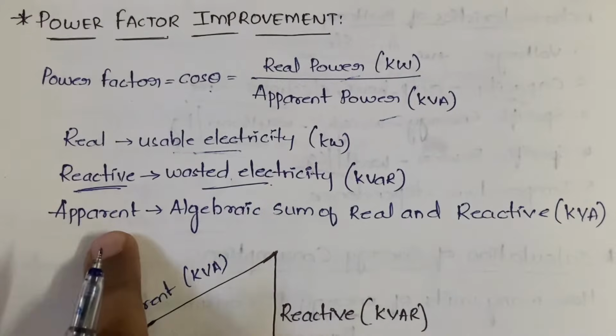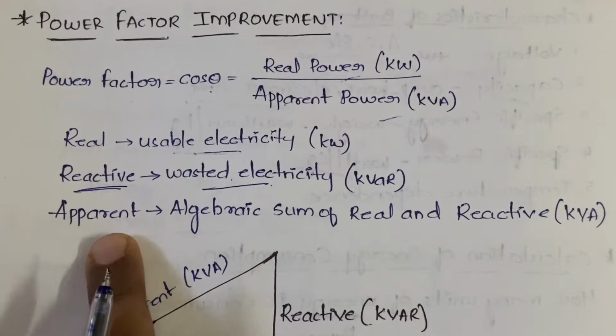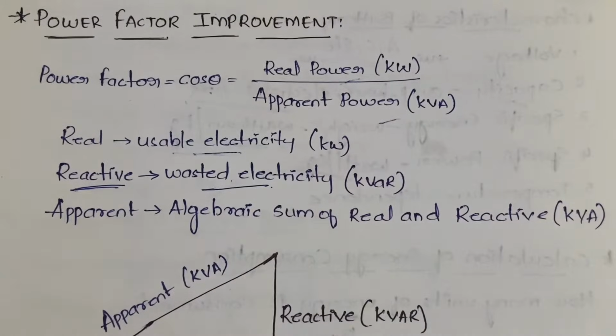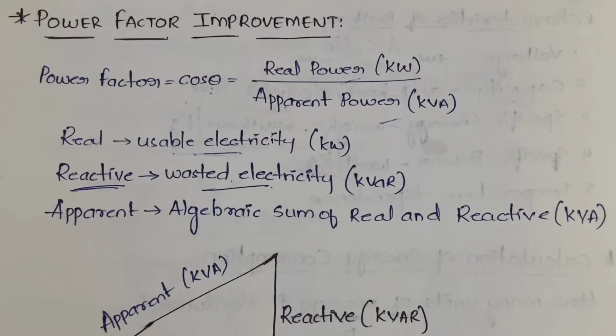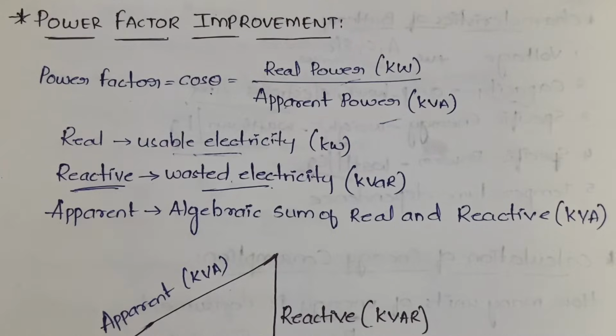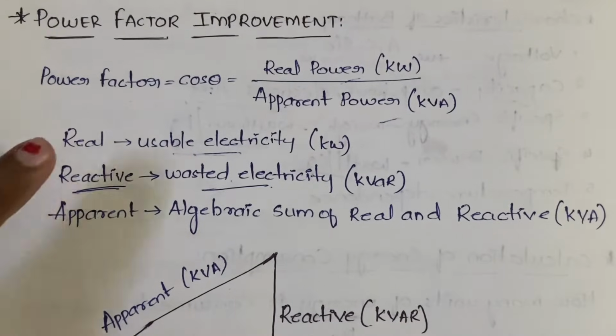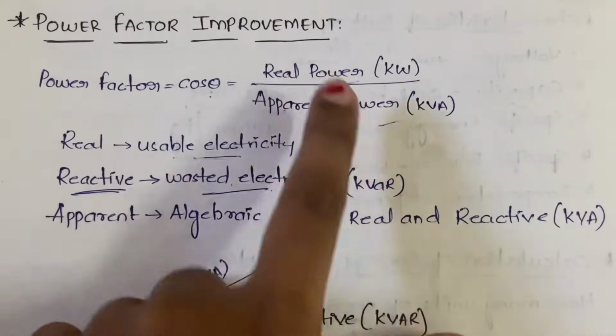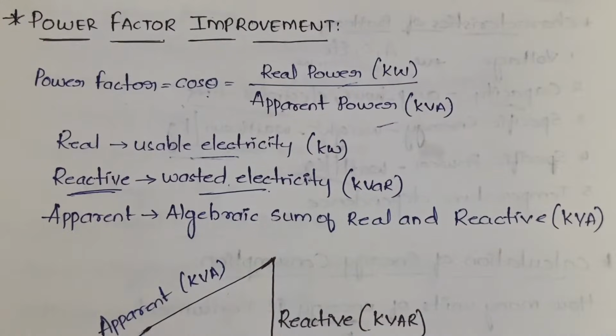Next, apparent power. Apparent power is nothing but the algebraic sum of both real and reactive power. Simple logic, guys. Real means the electricity which you are actually using, reactive is the amount of electricity which is being wasted, and apparent is the algebraic sum of both real and reactive. And power factor is nothing but the ratio between the real power and the apparent power.